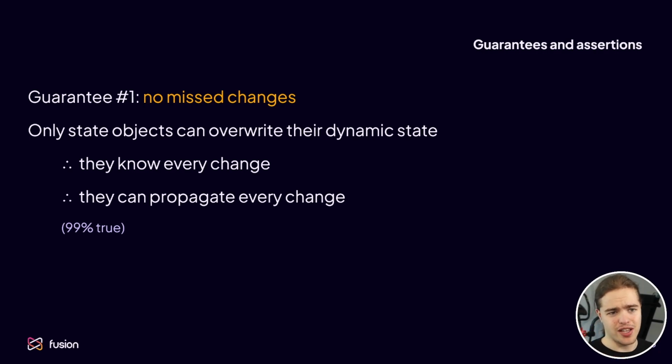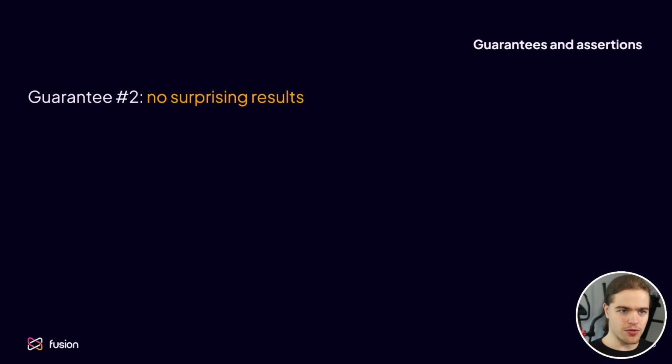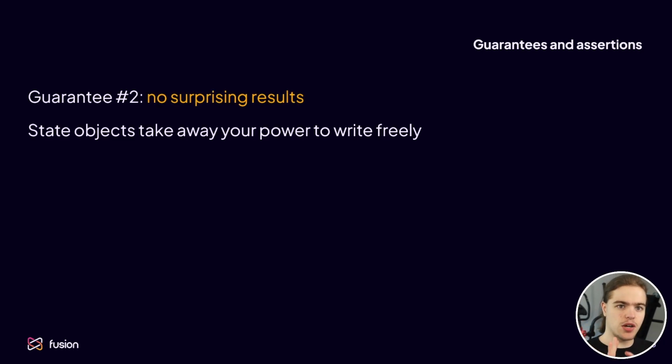There are some weird ways you can get around that, but that broadly doesn't matter if your code is reasonably hygienic. Just don't do any uncontrolled table mutation or garbage collection wizardry. Anyway, let's make another guarantee. No surprising results. Again, state objects take away your power to write freely. That means they only change in ways that they are programmed to do.